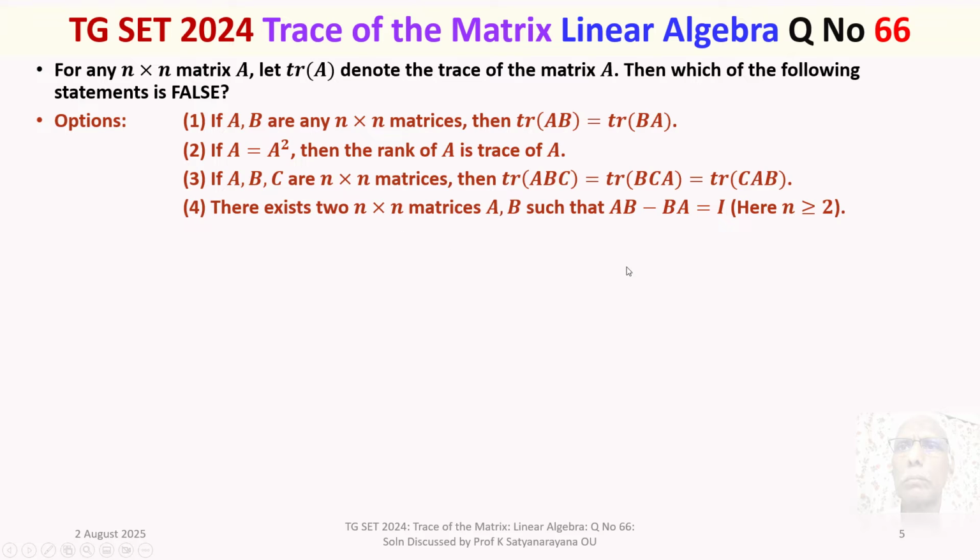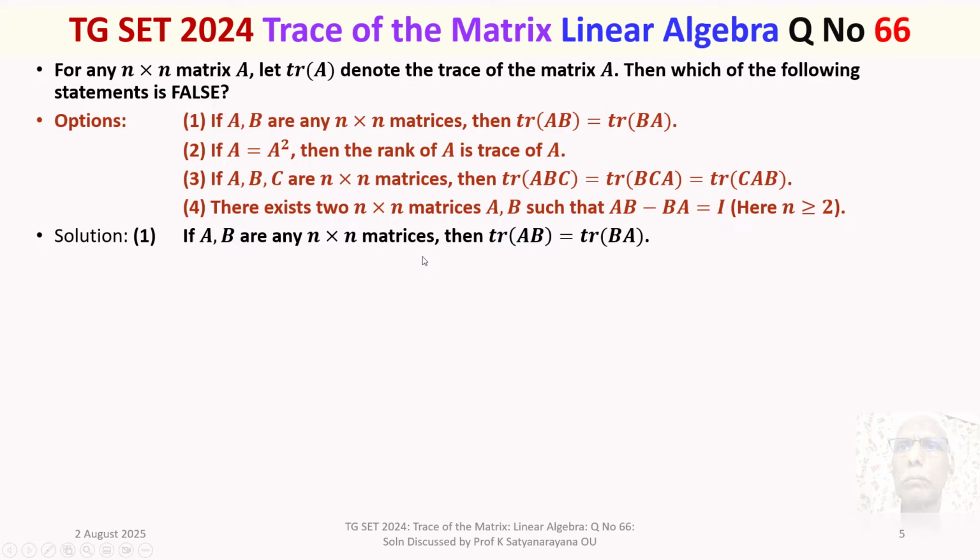Right. Let's now discuss the solution of the problem in detail. We take up option 1. If A, B are n by n matrices, then the trace of AB is equal to trace of BA. It's a well-known fundamental property of the trace of the matrices. So I will give you a very quick proof for that.